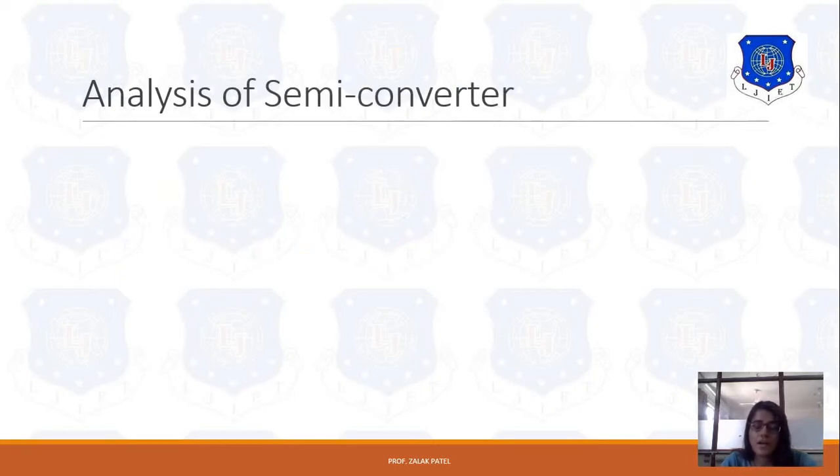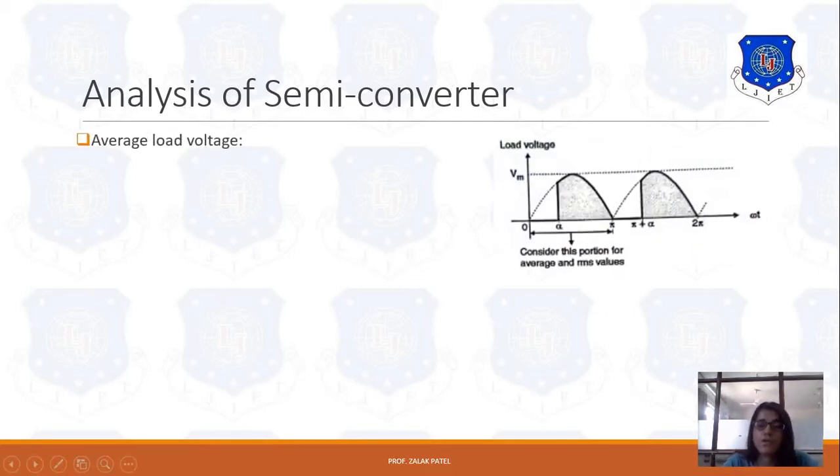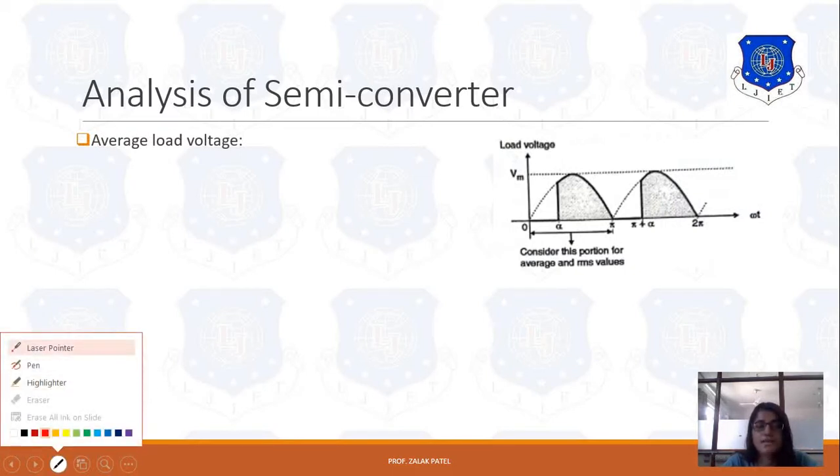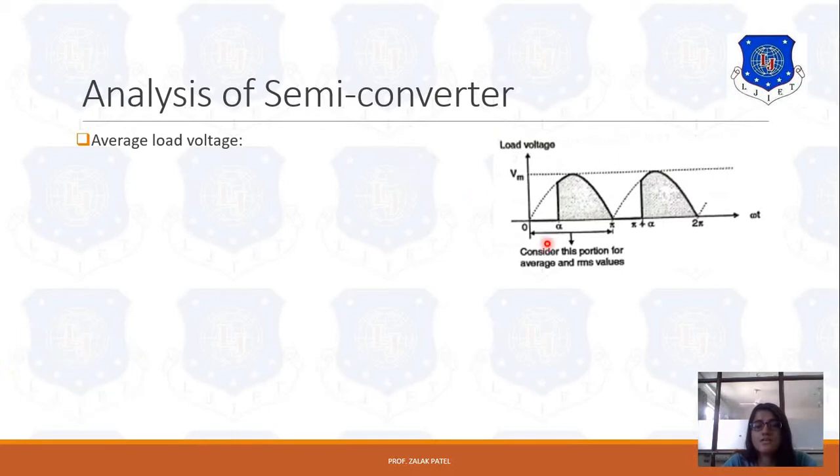First of all, as we discussed in the last lecture, the analysis of the semiconductor is based on its waveform. We already discussed the waveforms in the last lecture. So now, based on this waveform, let's first calculate the average load voltage. The average load voltage is given by VLDC.